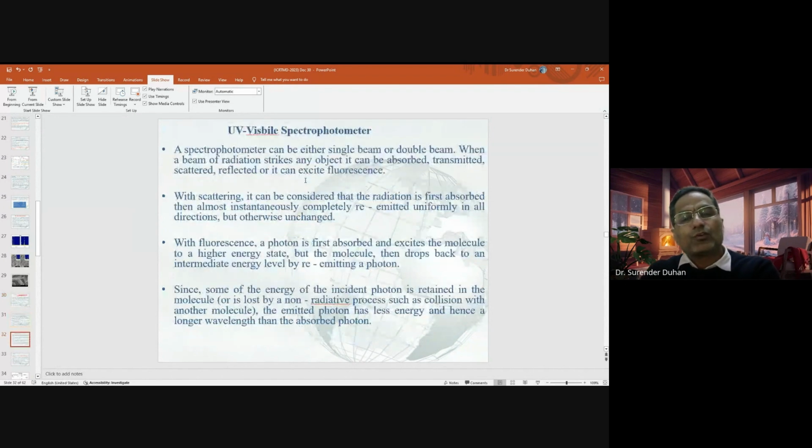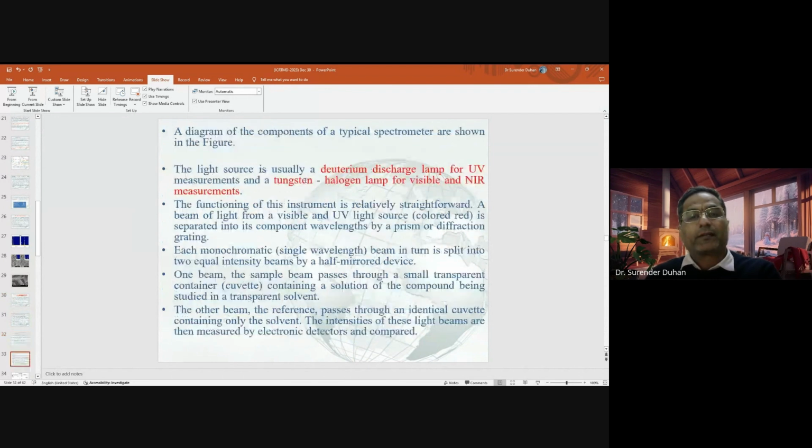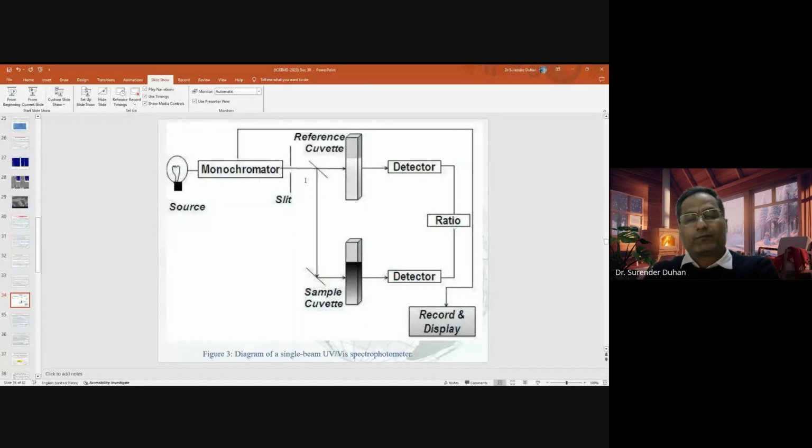UV visible spectroscopy is also an important tool to determine the band gap of your materials. In case of UV visible spectroscopy, a deuterium discharge lamp is used for UV measurement and a tungsten halogen lamp for visible and NIR measurements. This is a schematic diagram of UV visible spectroscopy. This is the source, this is the monochromator, this is the slit, this is the reference cuvette with solvent, and this is your sample, detector, and this is record and display. Record and display may be your computer and a person.